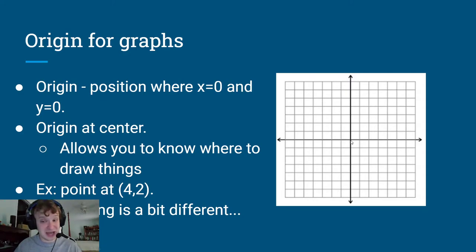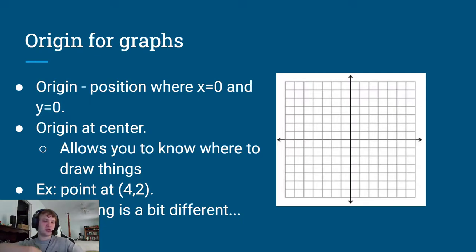Same thing if I go down, starting at the origin, y at this position is negative 1. If I go down one more, y is negative 2, here y is negative 3, negative 4, and so on and so forth until forever. And this can be useful because you can place things in a very exact position by telling it what the x value of the point is and the y value of the point.